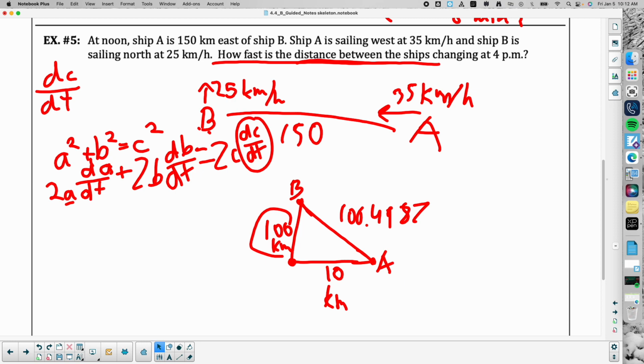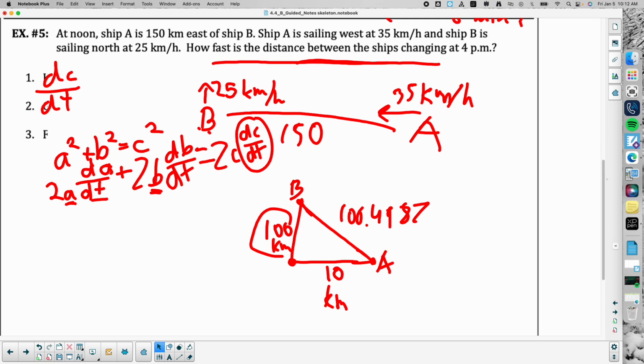DA/DT. No, it's 10. DA, so A is 10. Then B is 100, right? Yeah. It's okay, it would've worked, you would've had the same answer. And then since we have 10 for our A, that means our DA/DT is 35 kilometers per hour.